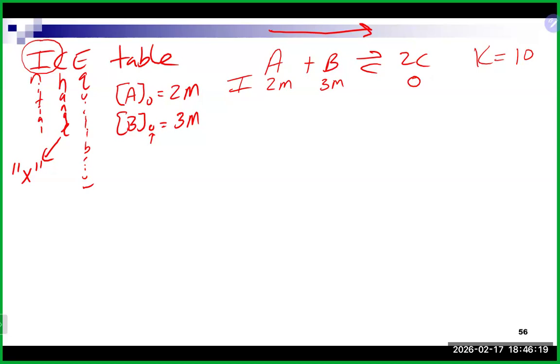Now, we do use the x, and this would be minus x, and really it's minus x because when we do the change, which is a super important part, we have to take the coefficients into account. So since the coefficient for A and B is 1, it's basically 1x. You don't usually write the 1, so we just call it x. But when we get to the product side, it should be increasing, so that's going to be a plus. The coefficient is 2, so 2x in this case.